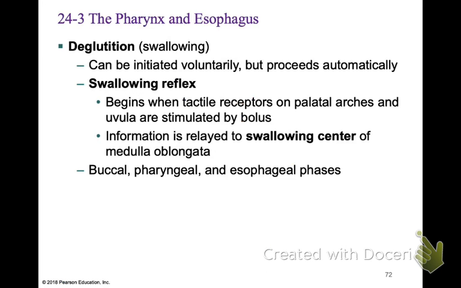All right, so deglutition is our term for swallowing, and the swallowing reflex actually is controlled by a center in the medulla called the swallowing center. You've got tactile receptors in the palate and the uvula, which can be stimulated by the presence of a bolus or by the accumulation of fluid in your mouth. Saliva in your mouth will make you swallow. And there are three stages. The buccal stage is obviously in the mouth. Buccal refers to cheeks. The pharyngeal stage and the esophageal stage.